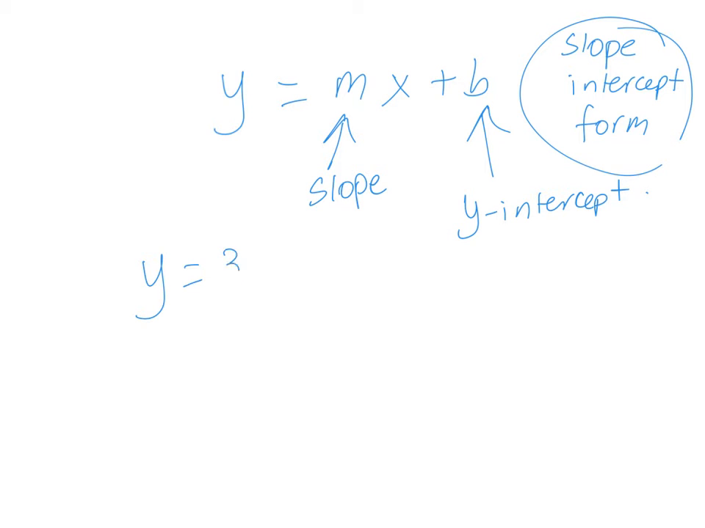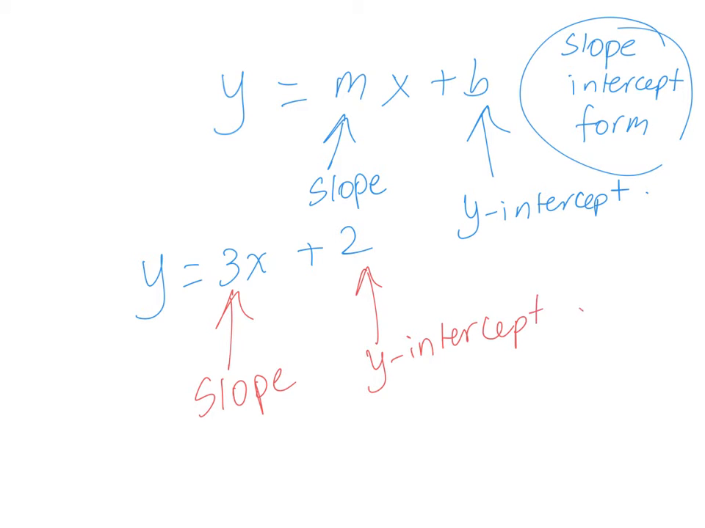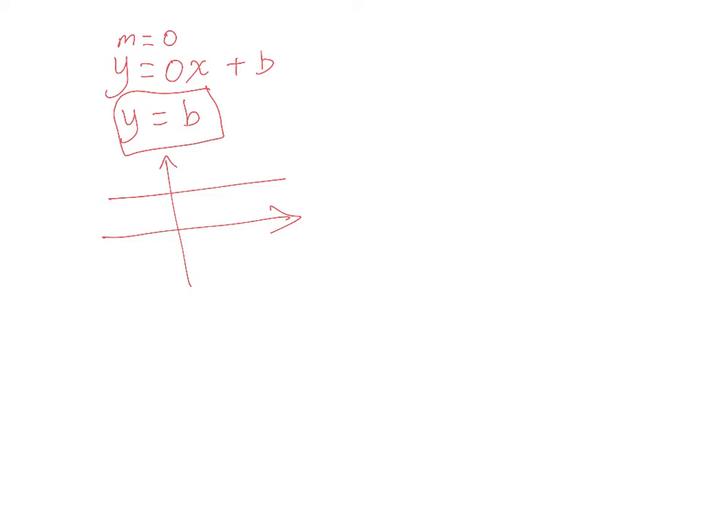So if I have y is equal to 3x plus 2, my slope is 3 and my y-intercept is 2. Now these slopes can be positive, negative, it can be 0, it can be infinity, right? So let's see the different types of graphs that we get out of it. So if we have 0 slope, so you'll have 0x plus something. So basically anything in this form, y is equal to b, will just be a horizontal line cutting at b.